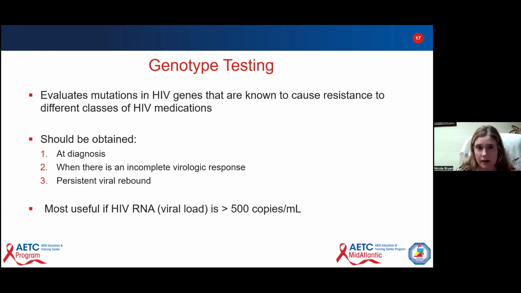Some labs prefer over 1,000. The reason being it's really hard to do genotype testing if they don't have detectable virus in their blood. So sometimes if you send it off and it's just barely over 200, the lab might say, oh, we can't run it, it's too low.